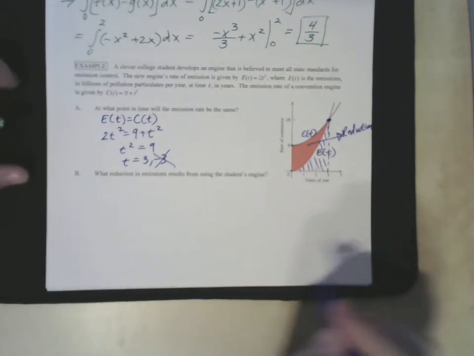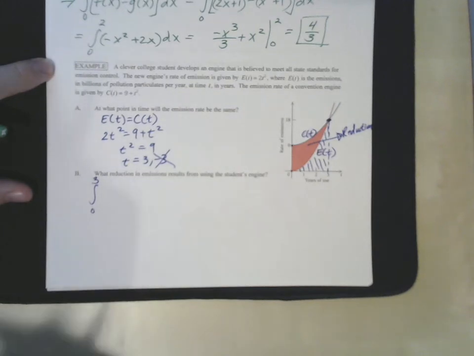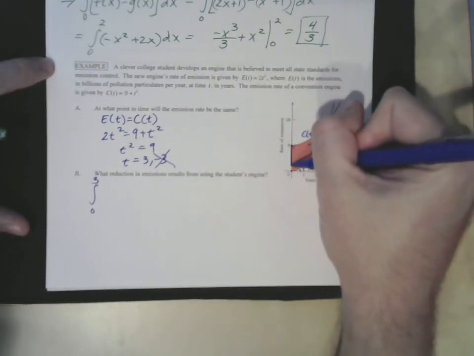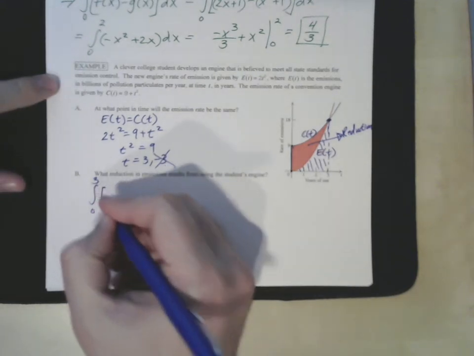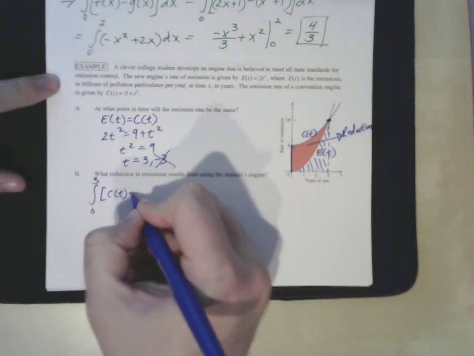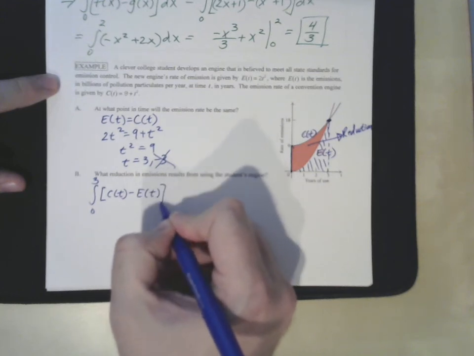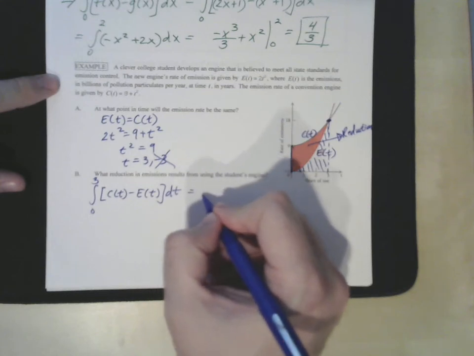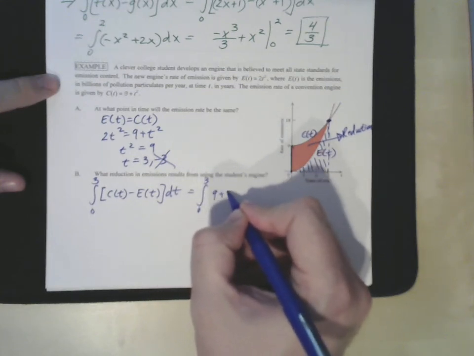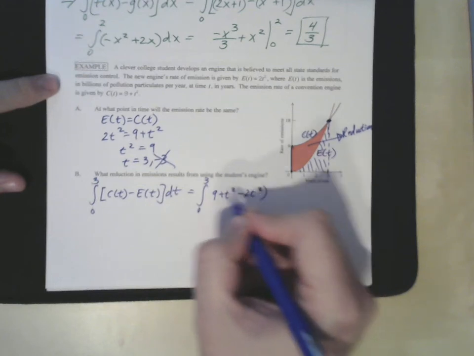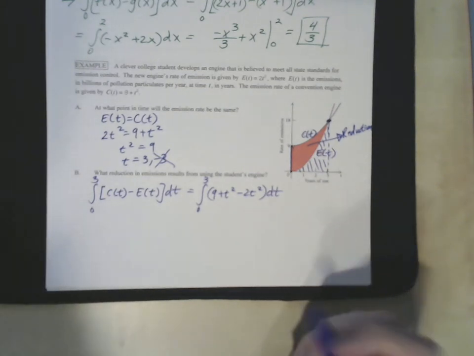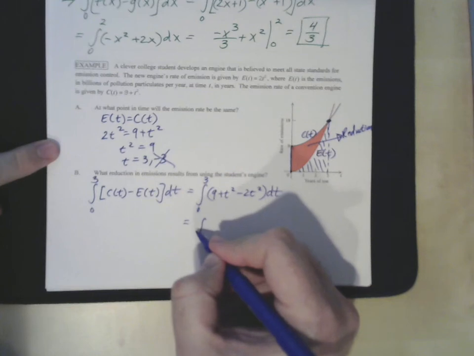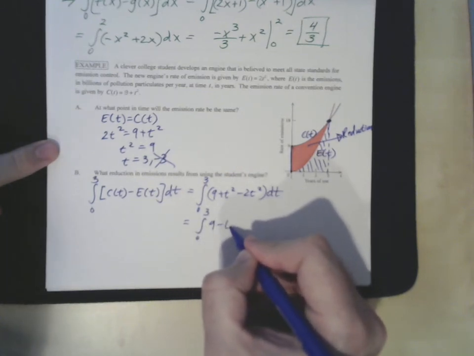So we want the area between the curves. We do the integral from 0 to 3. Why do we choose 0, you might ask? Well, this starts at t equals 0, because we wouldn't go into the negative, since t is years. So from 0 to 3, we're doing C of t, which is the top, minus E of t dt. So this is the integral from 0 to 3 of 9 plus t squared minus 2t squared dt. And that's going to be the integral from 0 to 3 of 9 minus t squared dt.